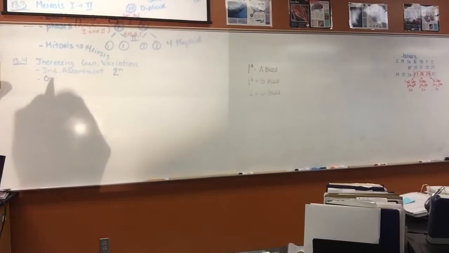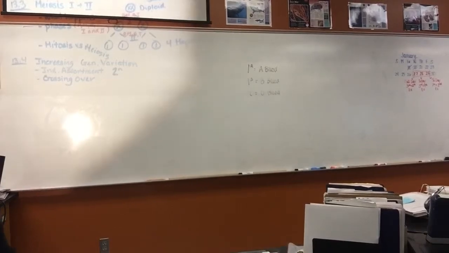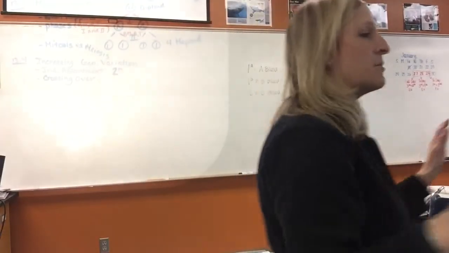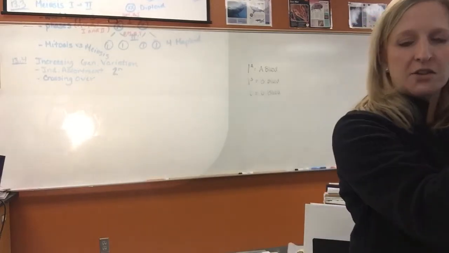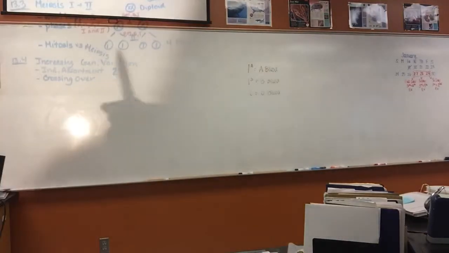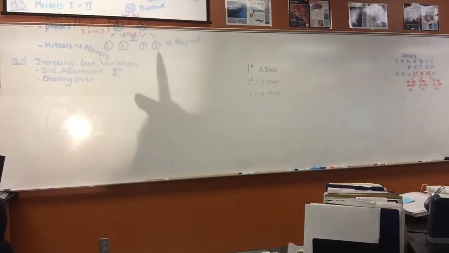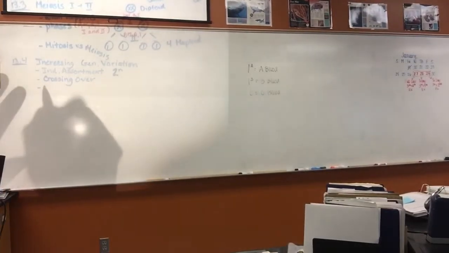Throw in crossing over. So review crossing over. Crossing over occurs during prophase. The chromosomes come together in tetrads, and cross over and exchange genetic information. Therefore, your cells at the end are different every time, because crossing over is random and occurs differently every time.